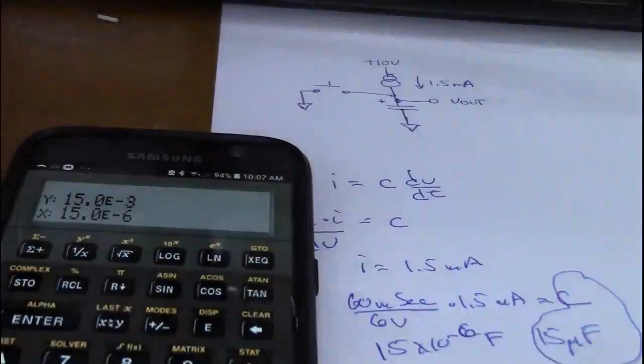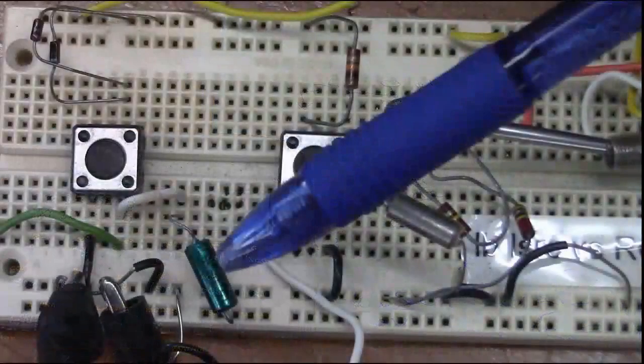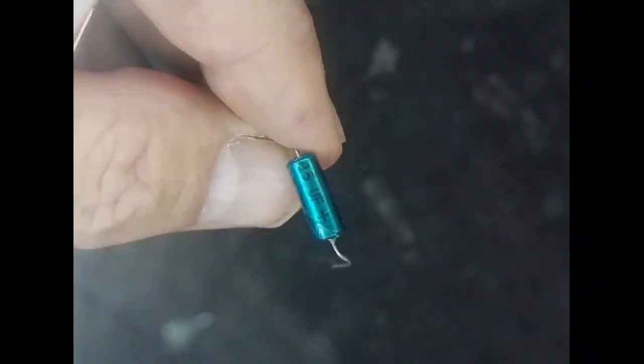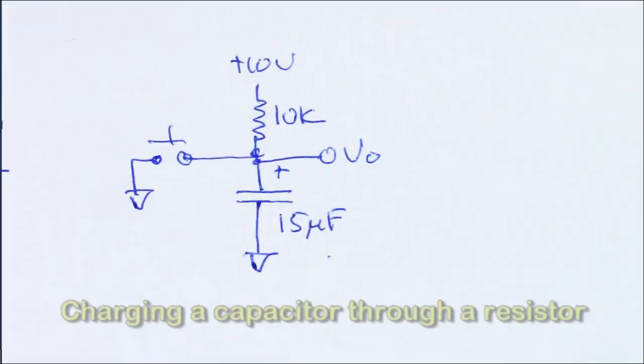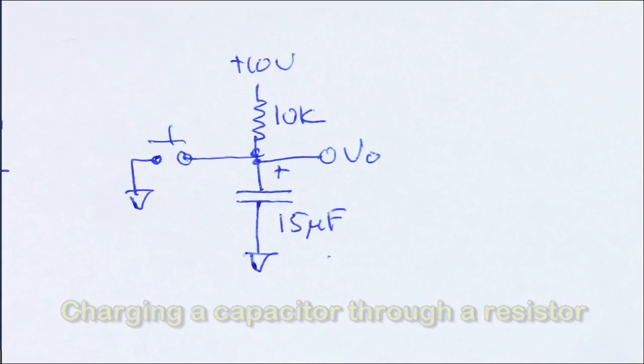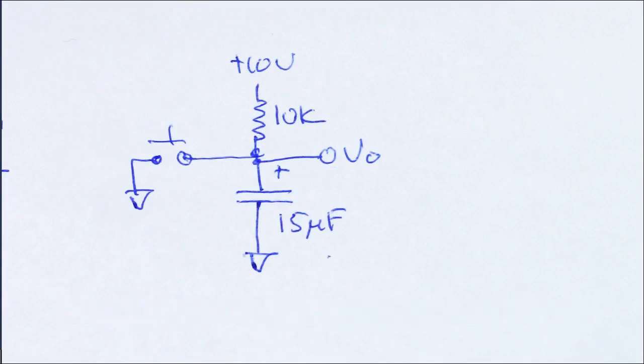Let's see if that's correct. The blue capacitor was the one that was being charged by constant current. If we take it out and look at it under a magnifying glass, we see that it is 15 microfarads. Okay, so now we're going to try an RC. Current sources are hard to come by, but resistors are cheap. So let's see what happens when we replace the current source with the resistor.